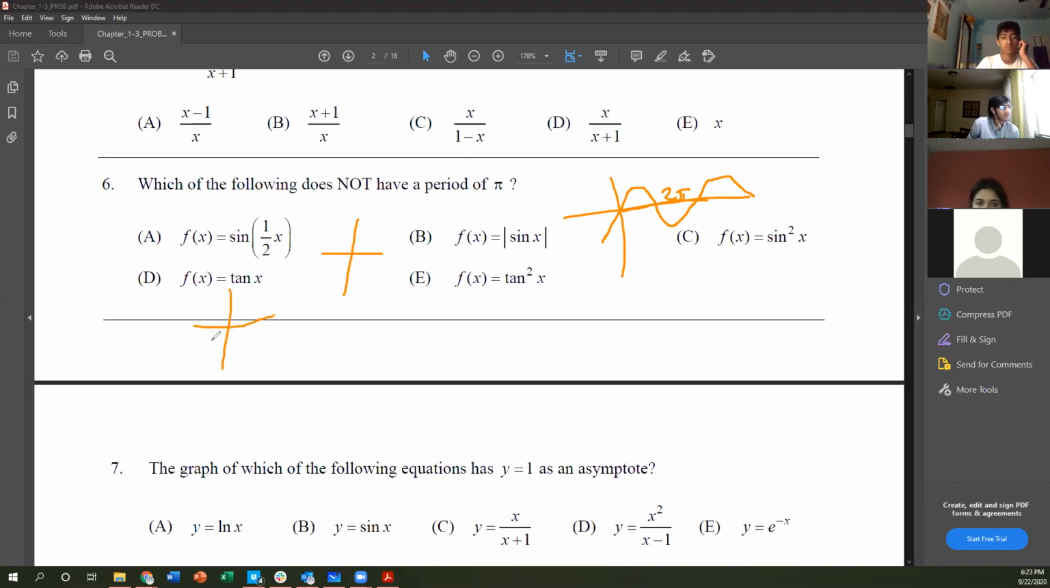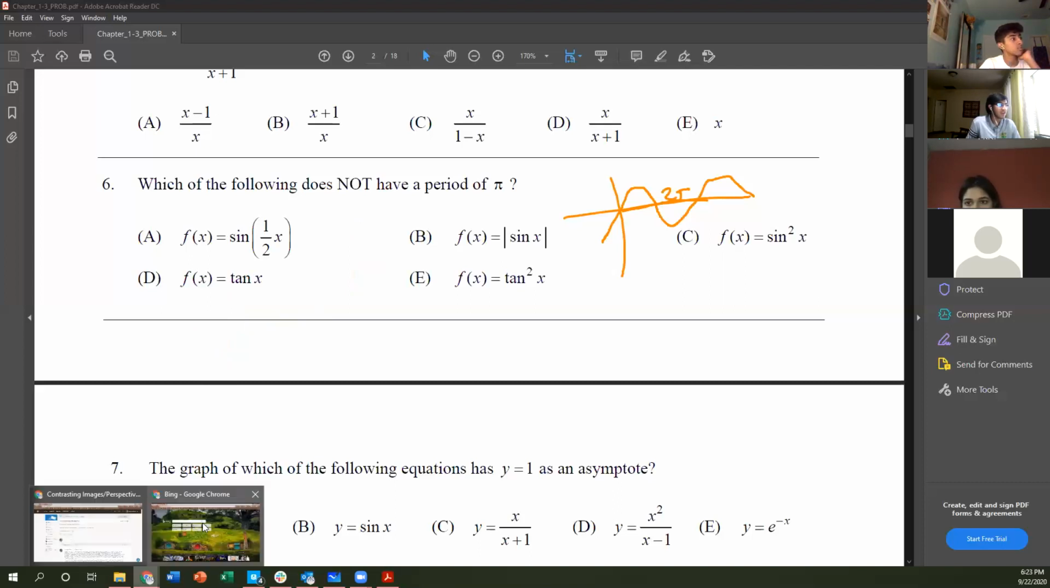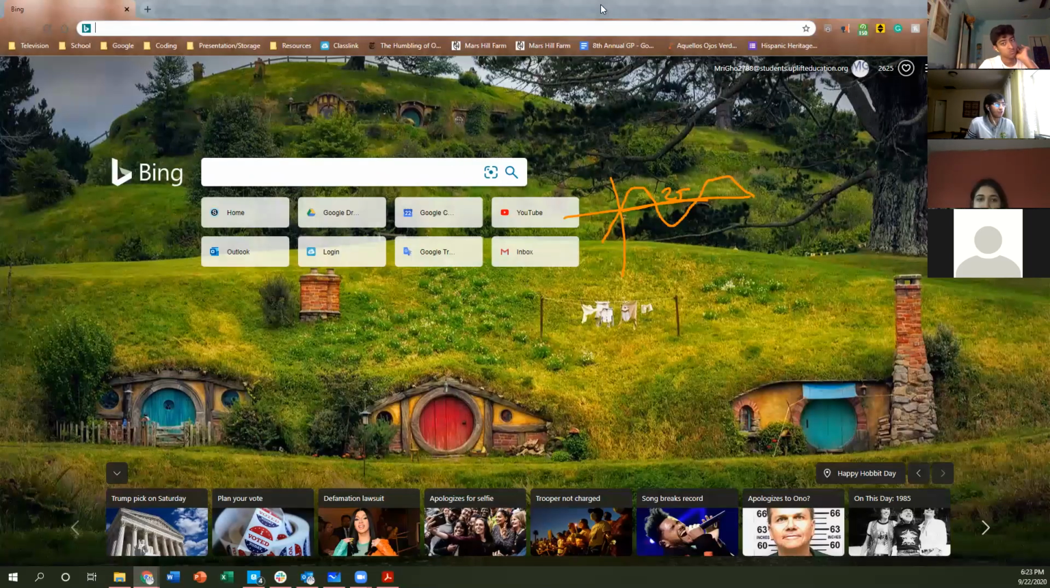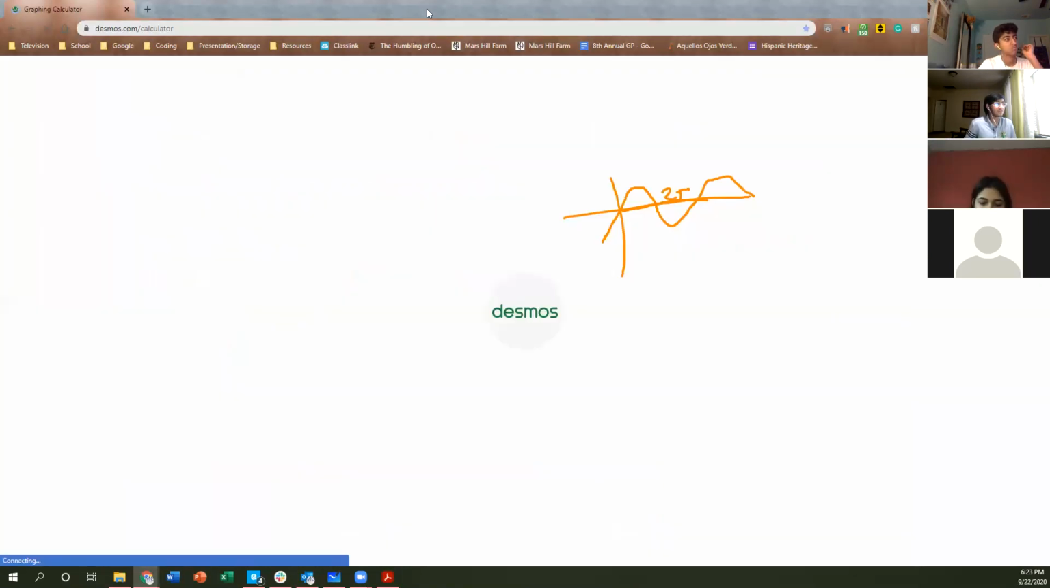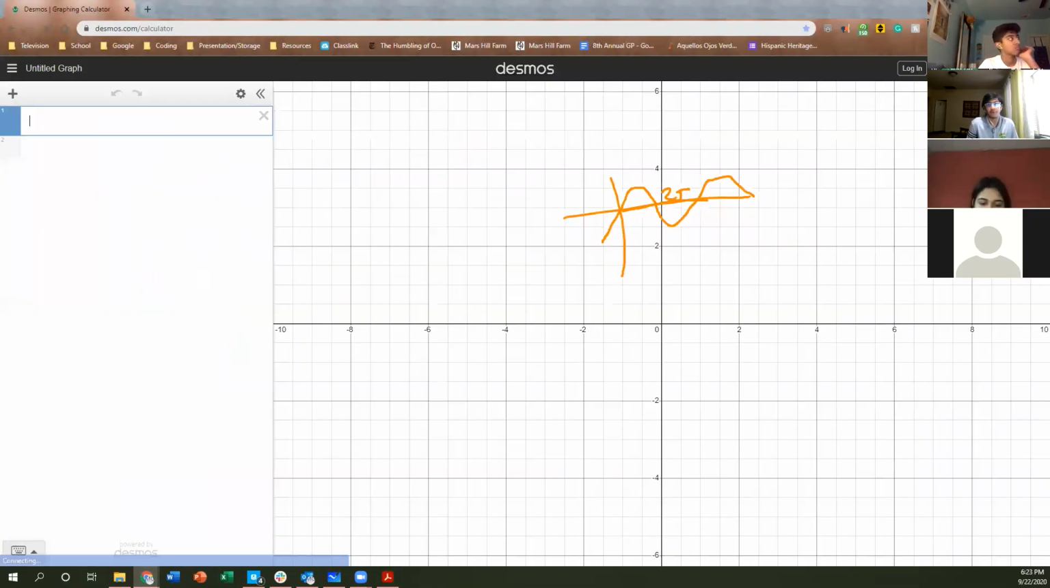Well, what about tan of x? Tan of x looks like that, right? This is a tough one. I don't know how to think about this conceptually at the moment. I guess the easiest thing at this point, if you're completely lost, then to save time, if you just don't know, then just plug it into your calculator. That's the best option I have at this point, because honestly, I don't know.